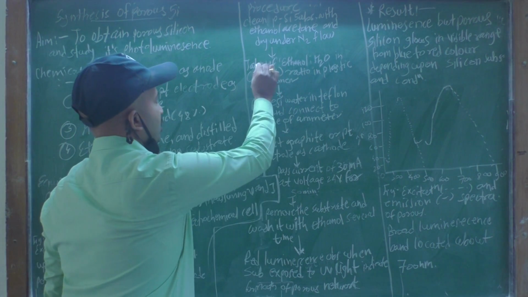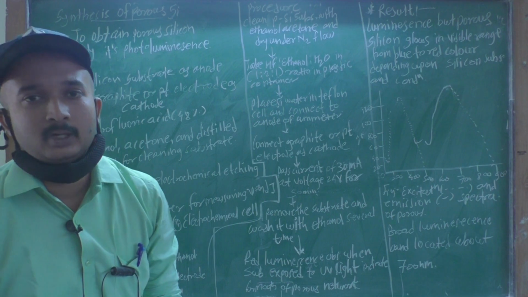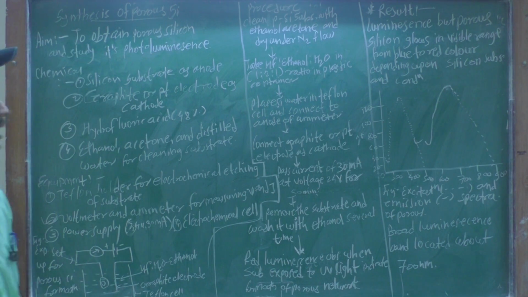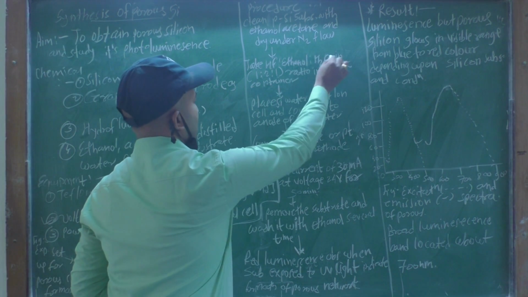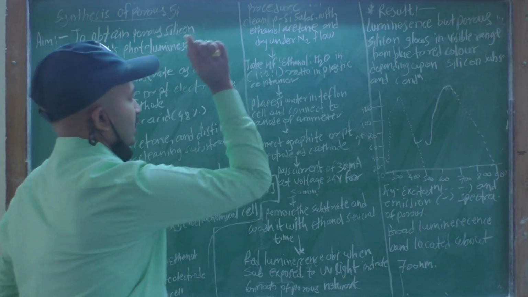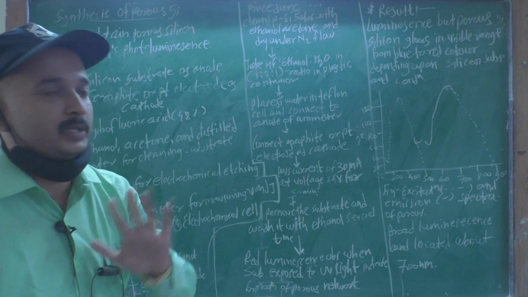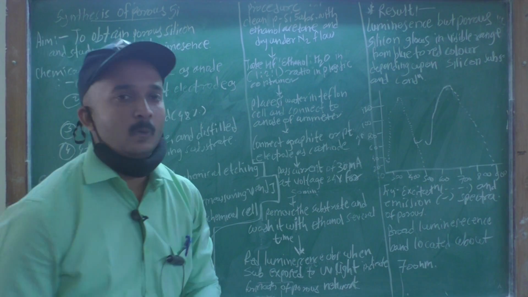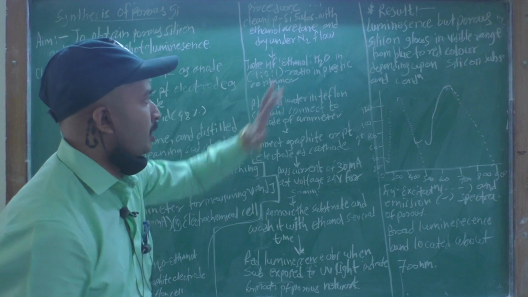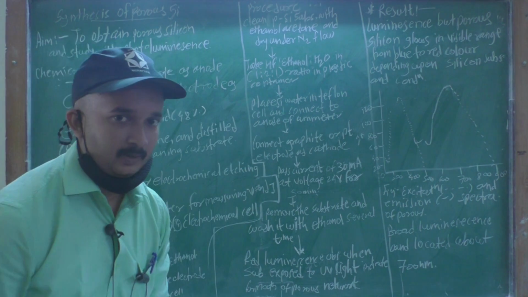Then you have to take the HF, ethanol and water in the ratio of 1:2:1, meaning 1 part HF, 2 parts ethanol and 1 part water, in a plastic container.